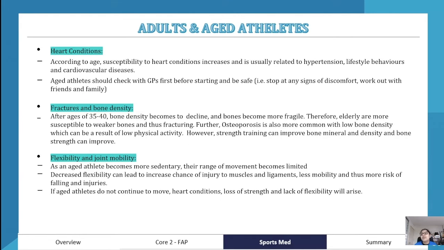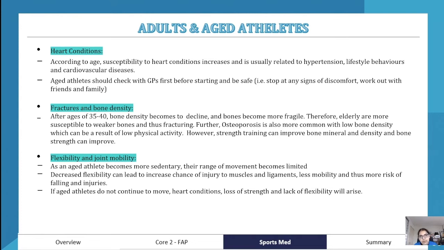Okay, now we've got adults and aged athletes. So the three conditions that we want to talk about for adults and aged athletes, firstly, is heart conditions. Now, as one ages, your susceptibility to heart conditions increases, and this is generally related to hypertension, a sedentary lifestyle, general lifestyle behaviors, and also cardiovascular disease. And all of these are really linked. So if you've got higher blood pressure, your susceptibility to cardiovascular diseases increases. Same thing with high cholesterol levels, and that will increase susceptibility to heart conditions.